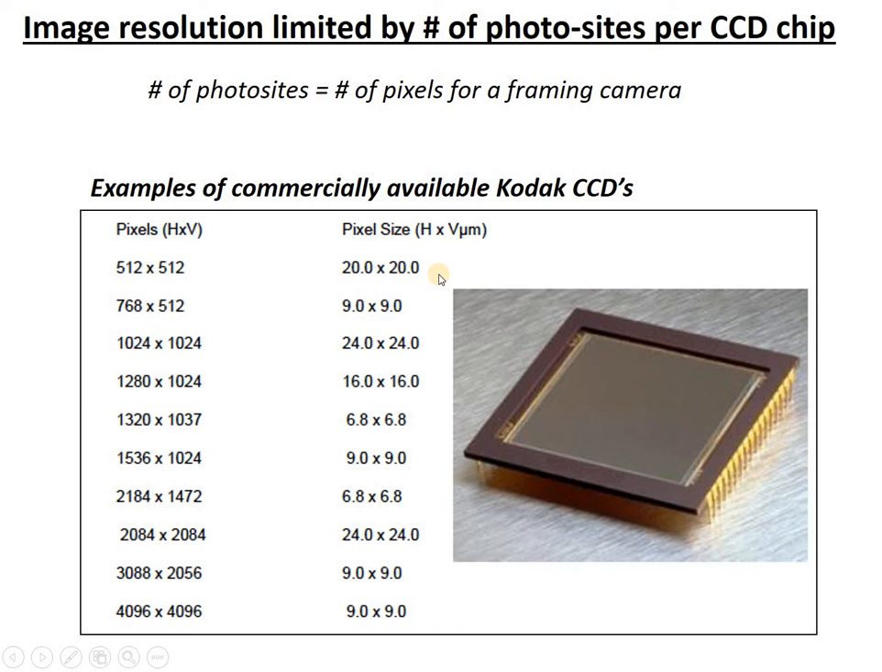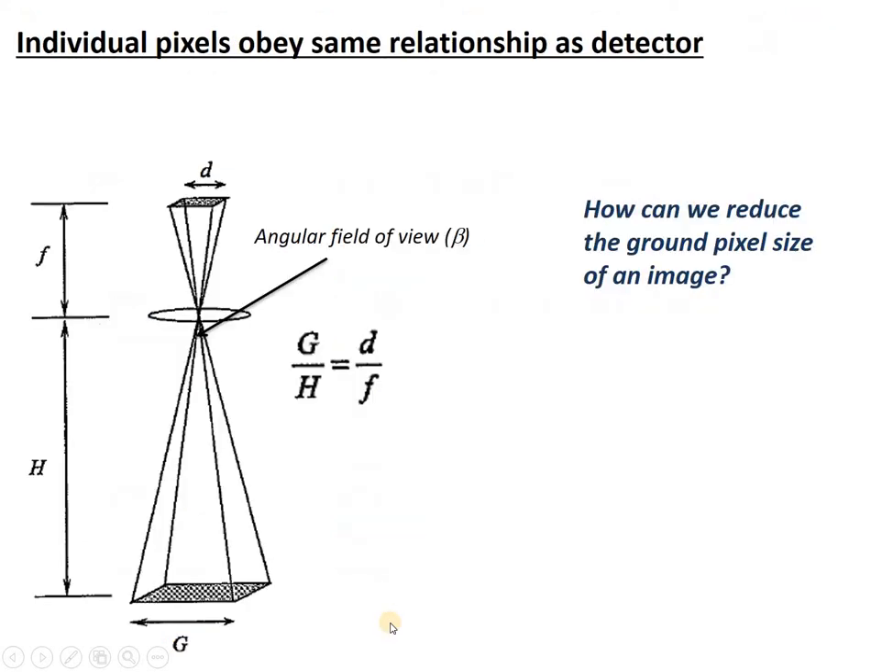So here's an example of a detector chip. This is pretty outdated, but it gives you the idea. Here's the chip itself, and the best model of this chip has 4096 by 4096 pixels or photosites. Each one is 9 by 9 microns, right? They're tiny, imagine 9 microns is very small. And this is outdated. I'm sure in a modern detector the photosites are much smaller than 9 microns even. But that's the idea.